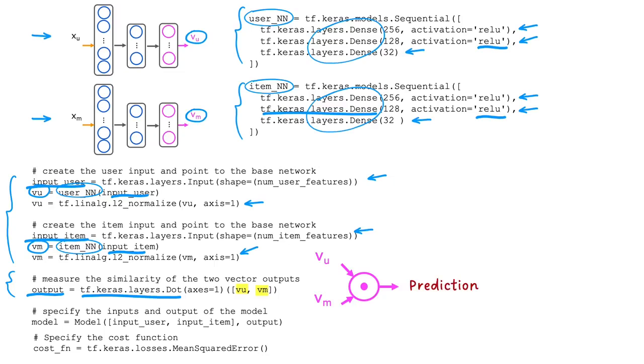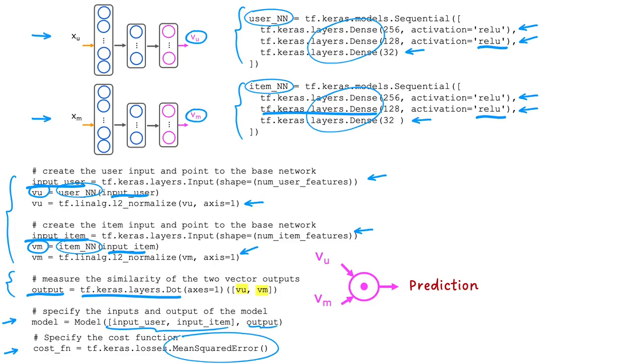Finally, to tell Keras what are the inputs and outputs of the model, this line tells it that the overall model is a model with inputs being the user features and the movie or the item features, and the output, this is output that we just defined up above. And the cost function that we'll use to train this model is going to be the mean squared error cost function. So these are the key code snippets for implementing content-based filtering as a neural network.